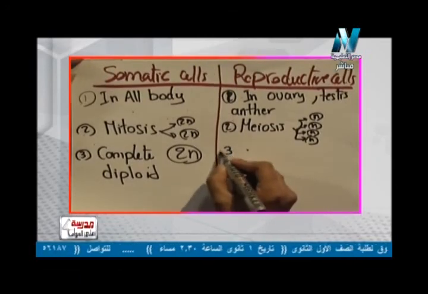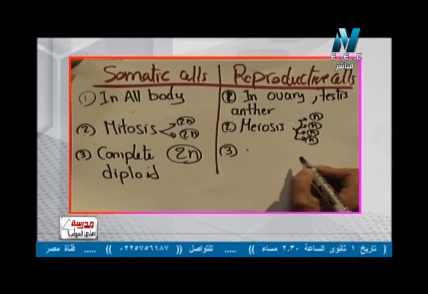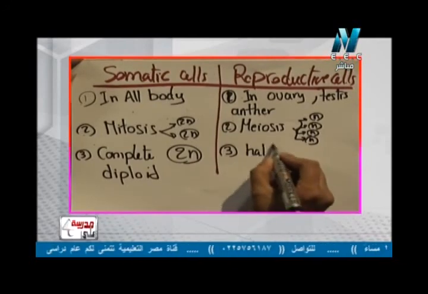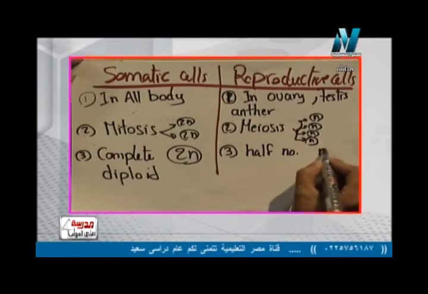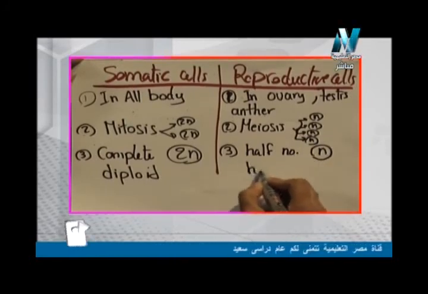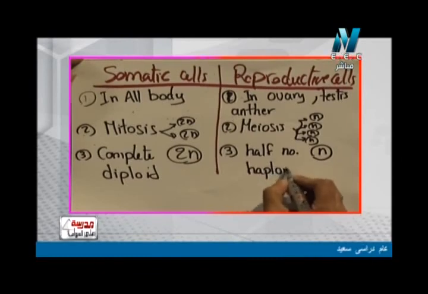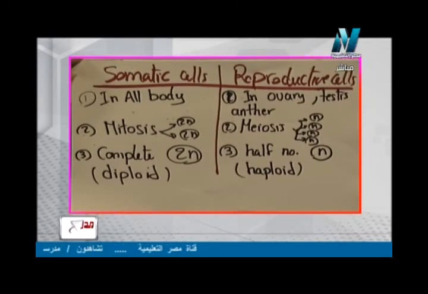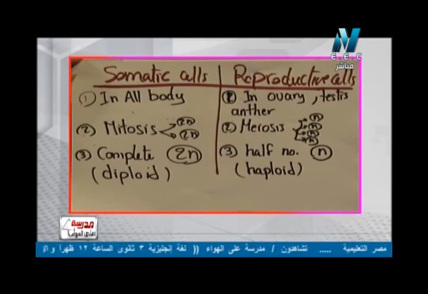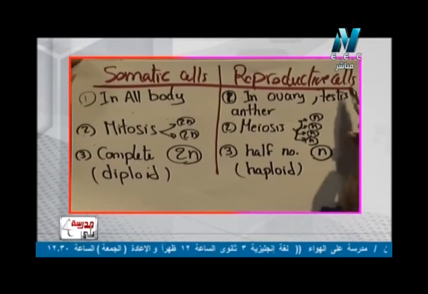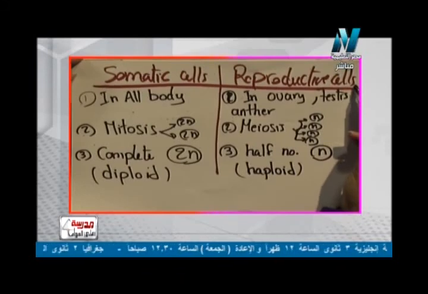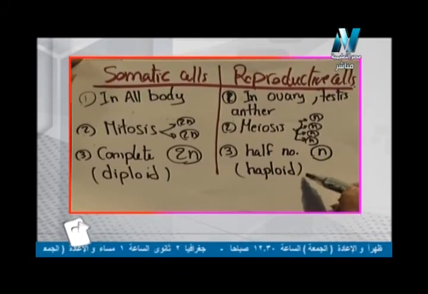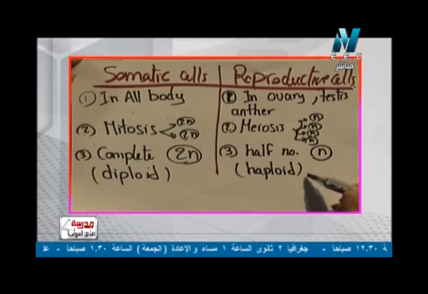Number 3 here, reproductive cell, half number, meaning n, what we call haploid. So write the scientific term. Cell found inside the ovary and the testes only. So what is its name? Reproductive cell. Write the scientific term. Haploid cell, which means having half a number of chromosomes. We call it reproductive cell.